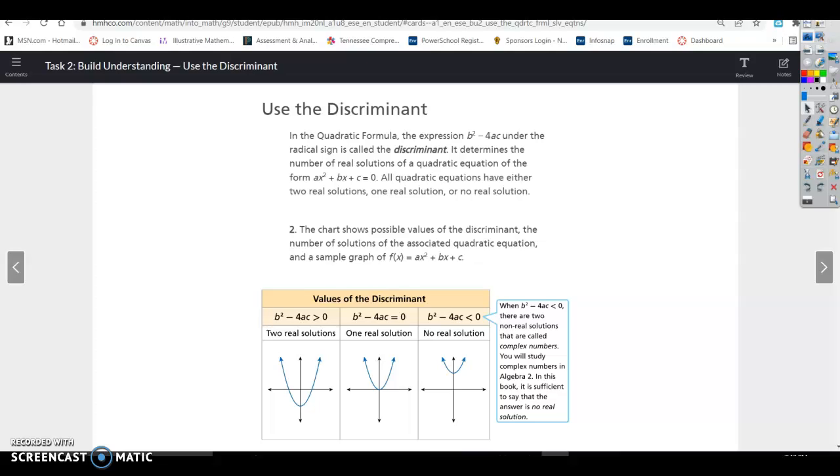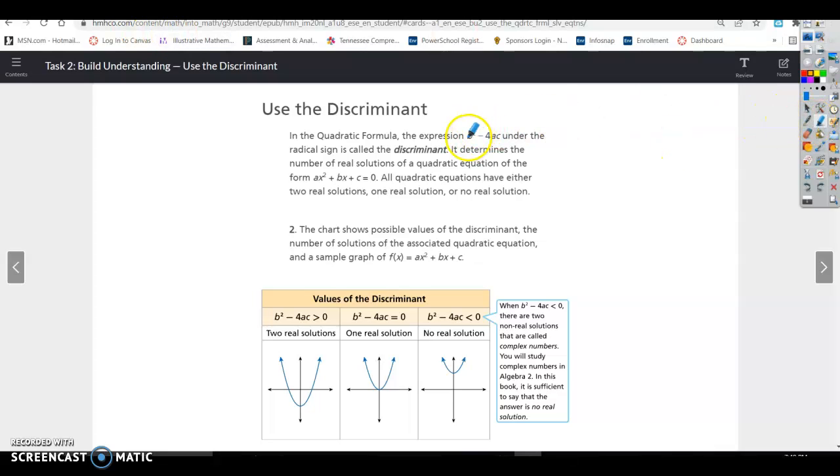Lesson 18.3, Task 2. Use the discriminant. In the quadratic formula, the expression b squared minus 4ac under the radical sign is called the discriminant. It determines the number of real solutions of a quadratic equation of the form ax squared plus bx plus c equals 0. All quadratic equations have either two real, one real, or no real solutions.